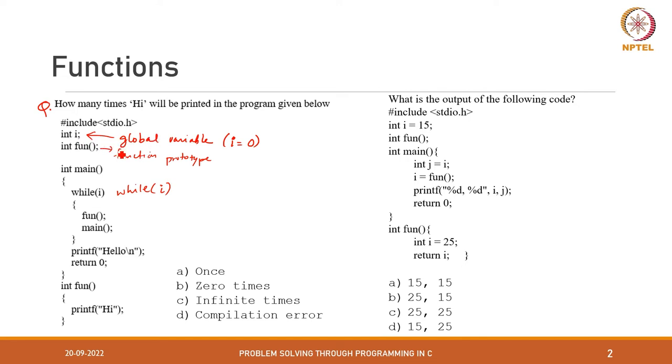So when we use this while loop, that is while of i, which is basically while of 0, that means this is false. So this entire thing will not be executed, and it straight away goes to printf hello. So here the output of this code will be just hello. Hi will not be printed even once. So here the answer will be 0 times because this loop is not executed.